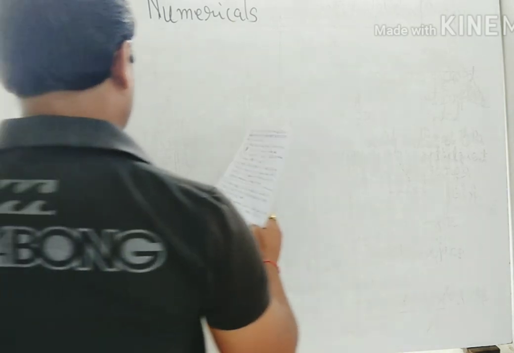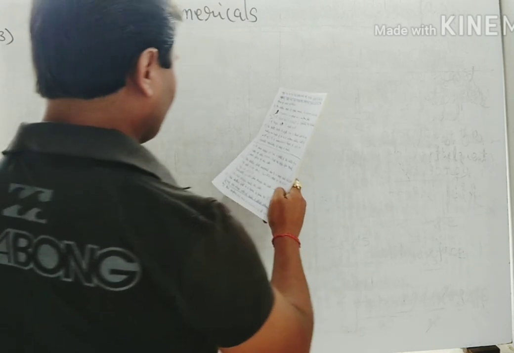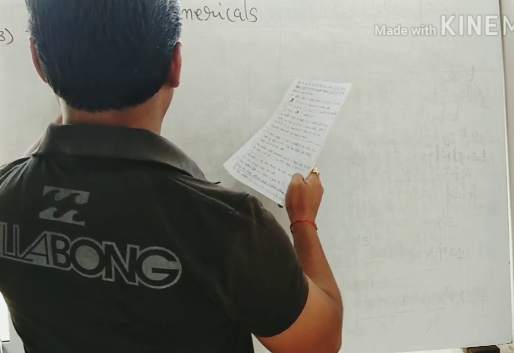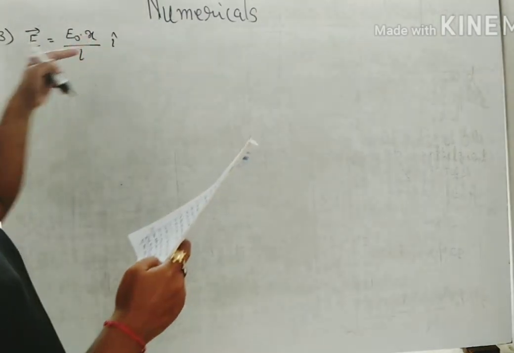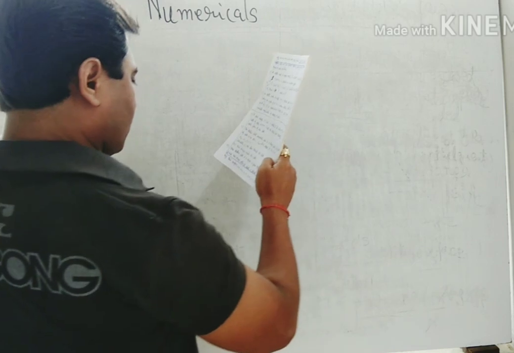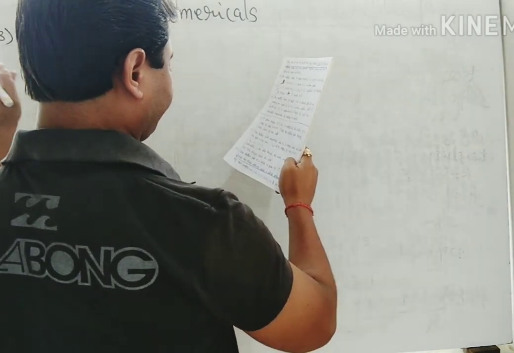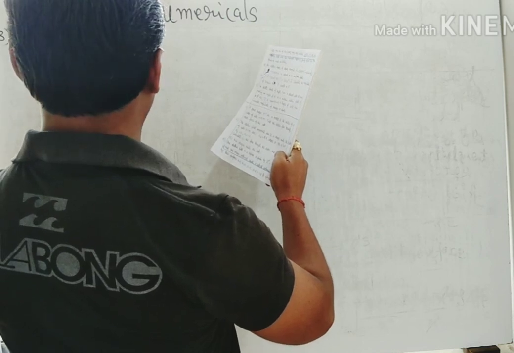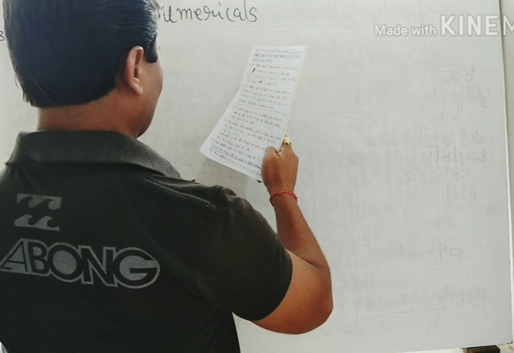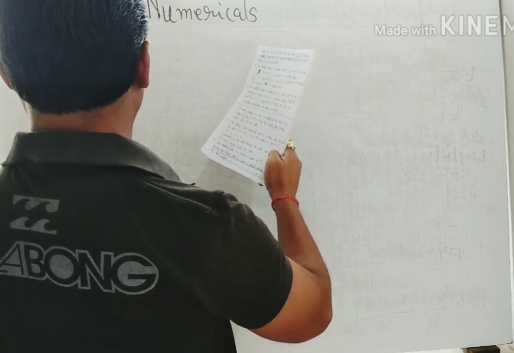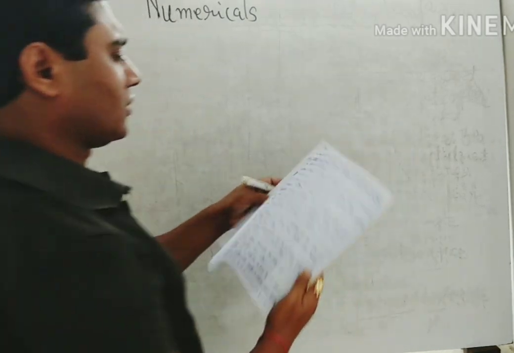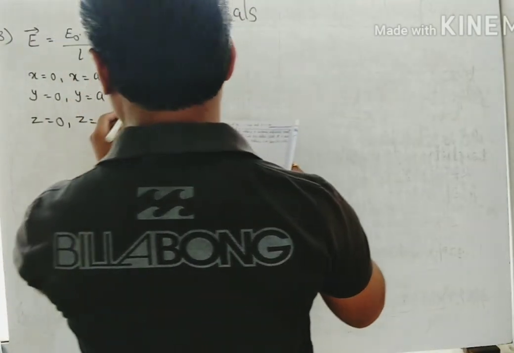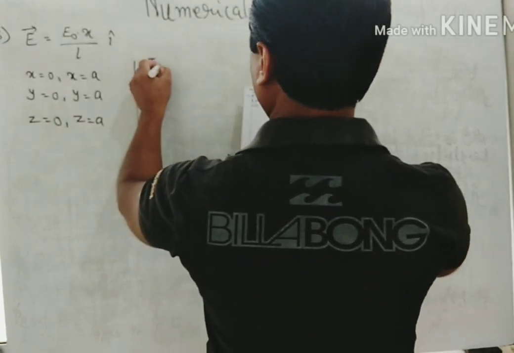Okay, so let's write the given information in the question. The electric field vector E is given to be E naught into x upon small l i cap. That is, the electric field is being taken along the positive x-axis. Now, the cubical volume bounds this electric field, and the surfaces are bounded by x equals 0, x equals a, y equals 0, y equals a, and z equals 0, z equals a. So this is the volume of the cube bounded by these coordinates. Now here we must have another piece of information given in the question.